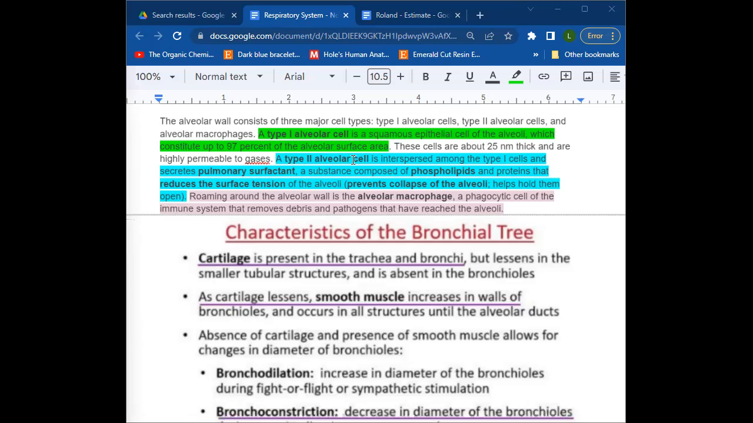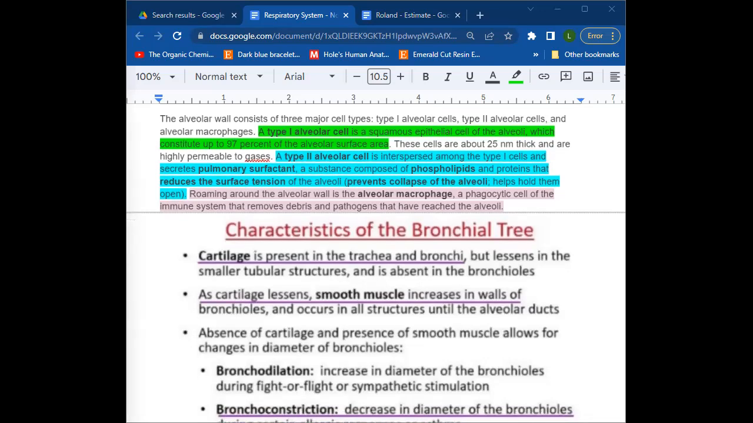Then the third type of cell is an alveolar macrophage. So we need to know that the alveolar macrophages' job is to just roam around and eat dead debris and bacteria that have gotten down into the alveoli.